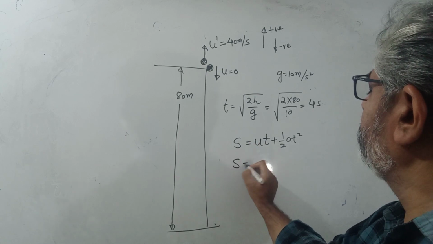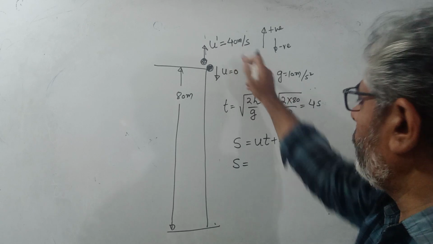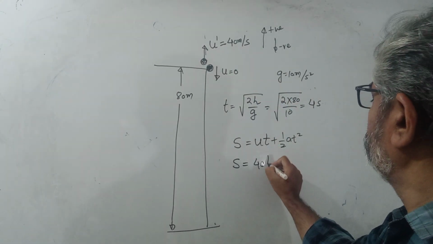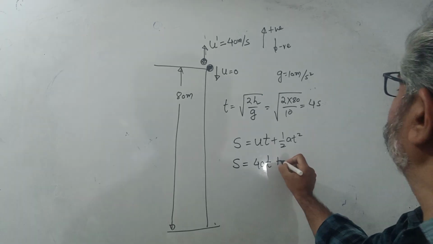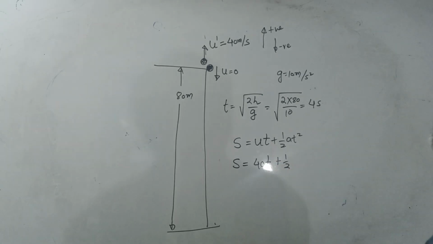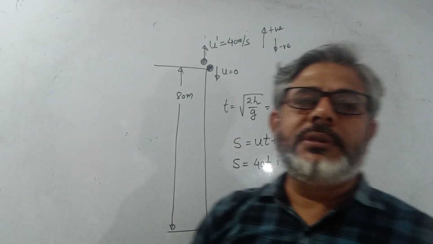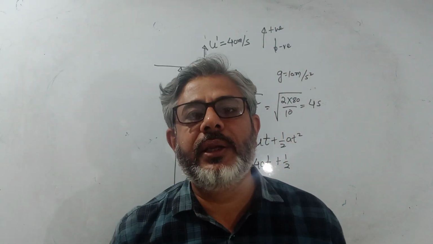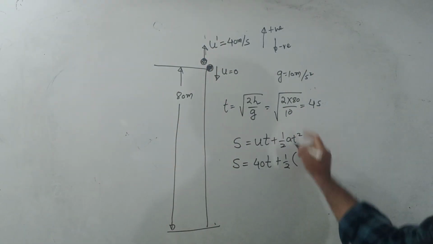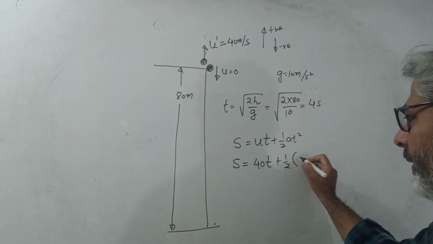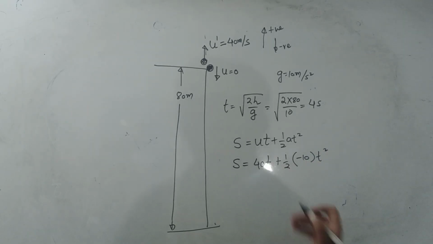So we will say S. You can also write H if you want, but I am writing S equals 40 into t. t of course has got no sign, plus or minus, plus half. Now this is the downward direction, and we know that acceleration is always downwards, and therefore acceleration is always negative if the upward direction is positive. So 2 into, be careful, not 10 but minus 10 into t square, and that solves our problem.